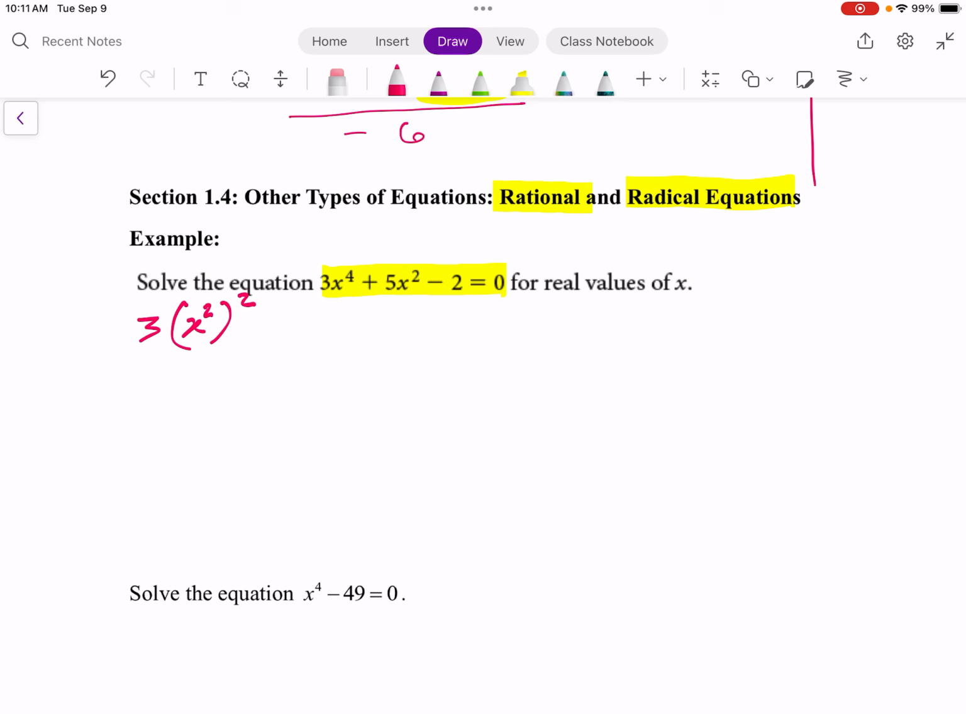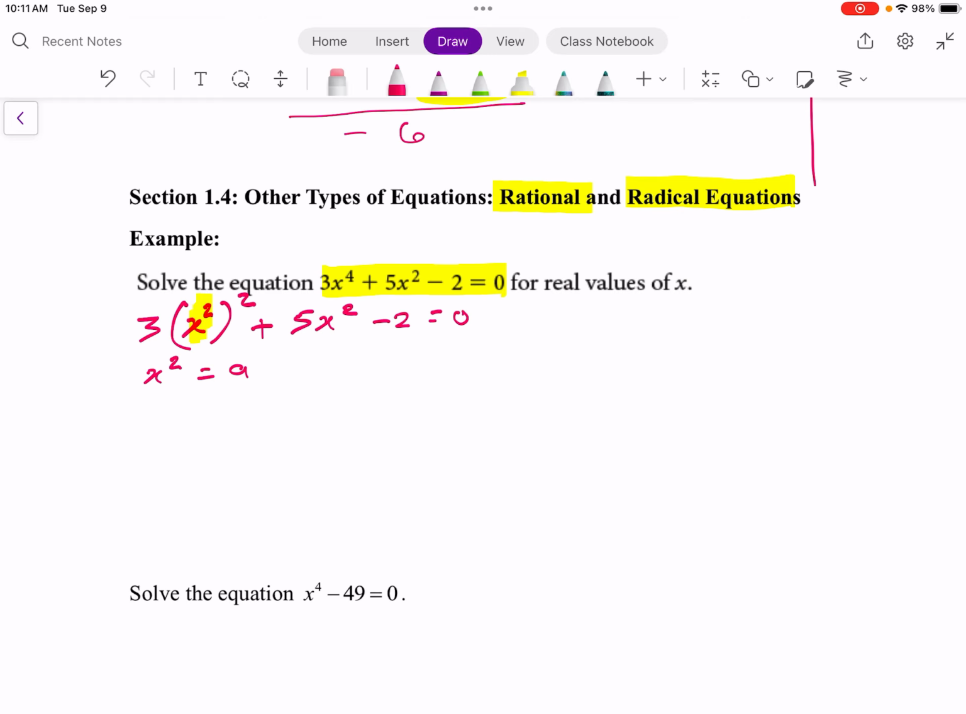Is it the same? So we have 3 as it is. We are trying to rewrite this equation in quadratic form. So we have x to the power 4, and x to the power 4 is the same as the square of x squared, right? Plus we have 5x squared as it is, minus 2 equals 0. Now let's replace every x squared by a different variable. So let me call it a. Let's call x squared a.